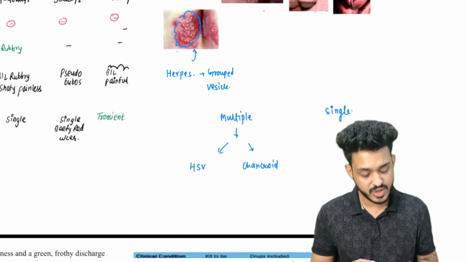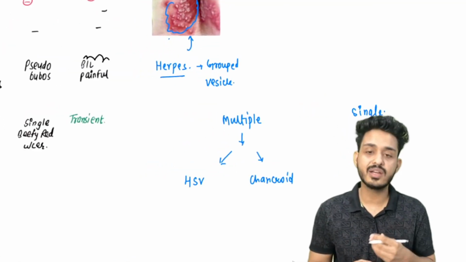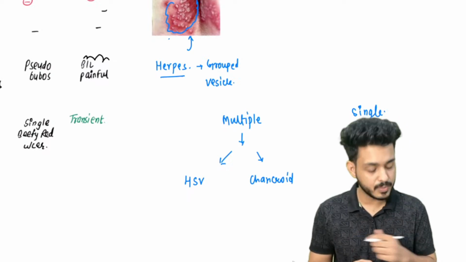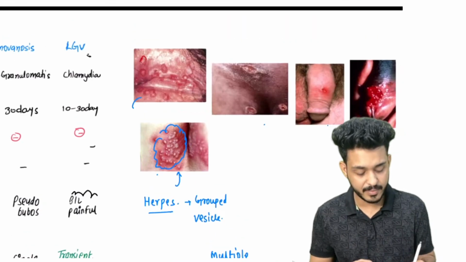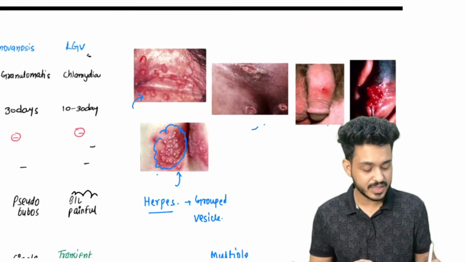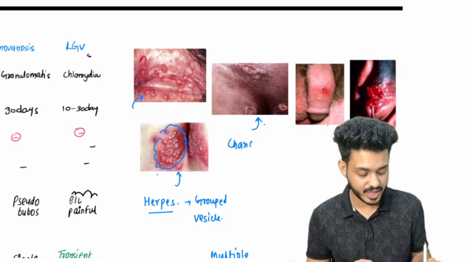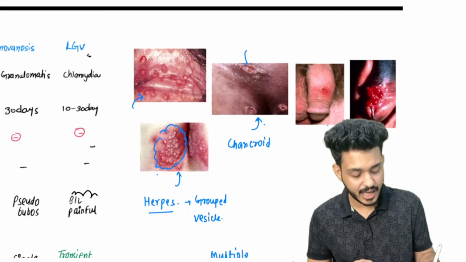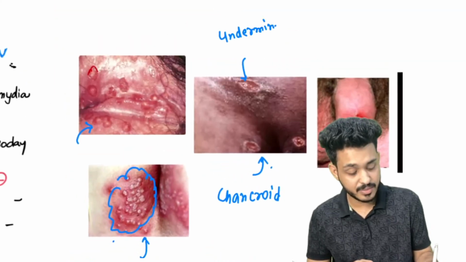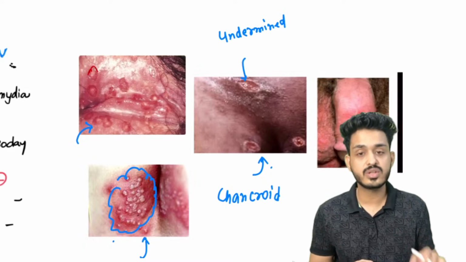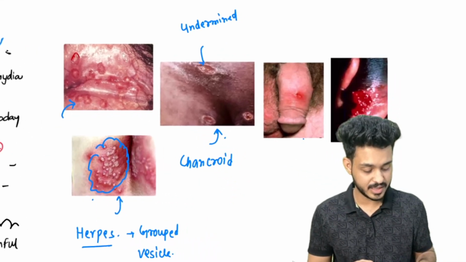How will you differentiate? The meaning of herpes, as I already told you, is grouped vesicle. So herpes will have this type of grouped vesicles. You will find multiple grouped vesicles. This one is the chancroid, guys. It will have undermined edges. Can you appreciate this ulcer having undermined edges? Terminology is important. If you understand this, your question will be right. It will be fun to solve questions.